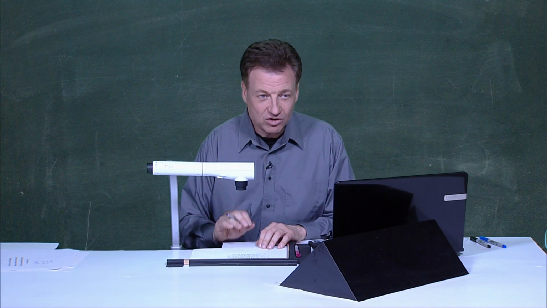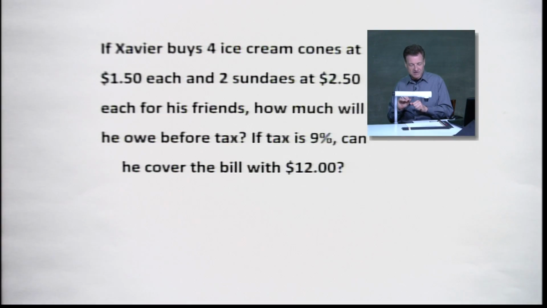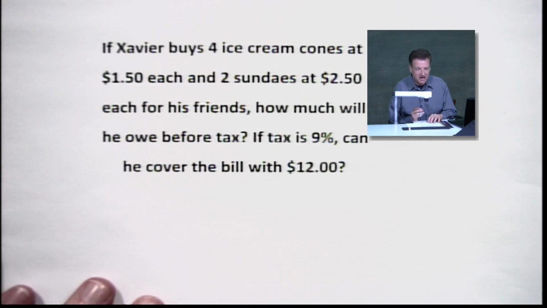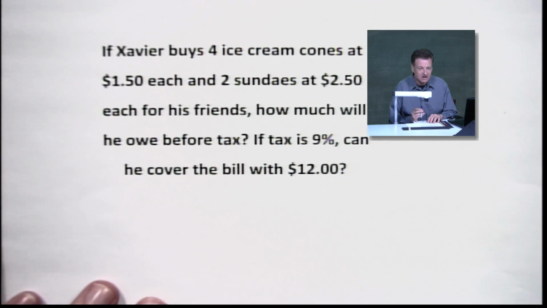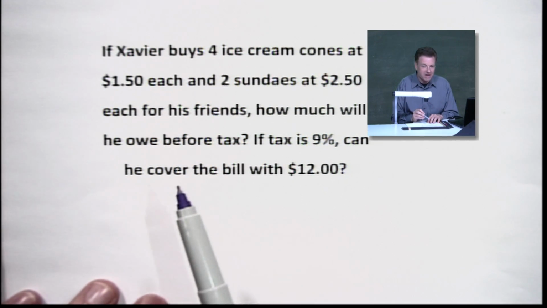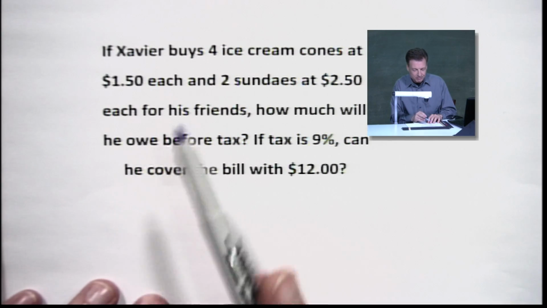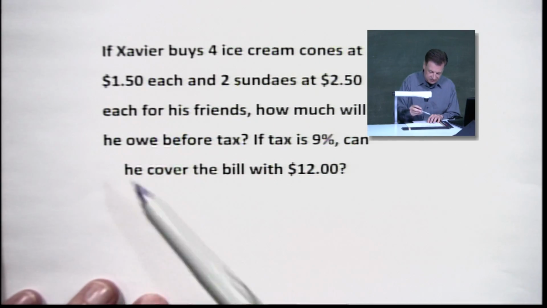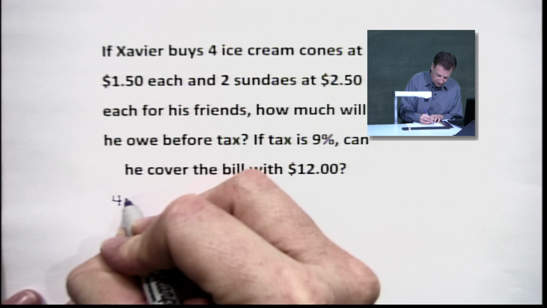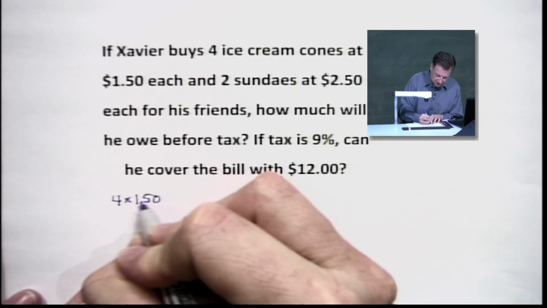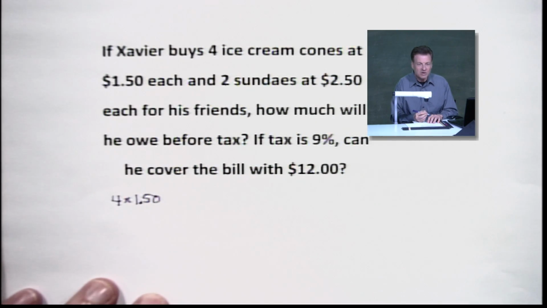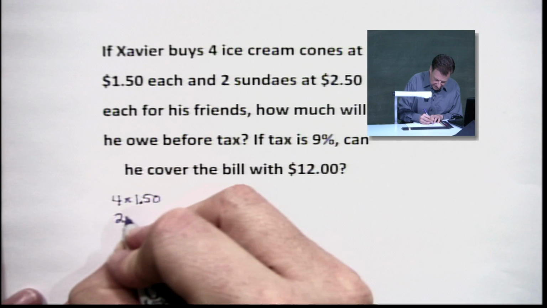All right, how about another little problem here with a good friend of mine, Xavier, out there. He buys 4 ice cream cones at $1.50. Oh, this is like multi-step stuff, isn't it? Let's see if we can figure it out. All right. So Xavier has bought 4 ice cream cones at $1.50 each. That tells me something. Let's write it down so we don't forget it. That's times $1.50. All right. He's a generous guy. He bought some stuff for his friends too. All right, how about it? 2 sundaes at $2.50.